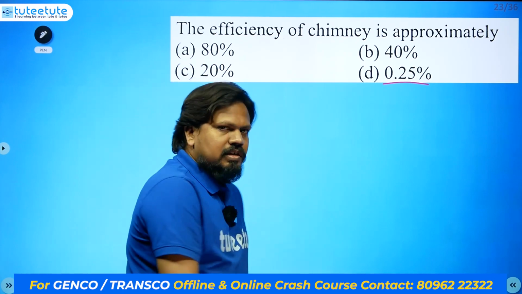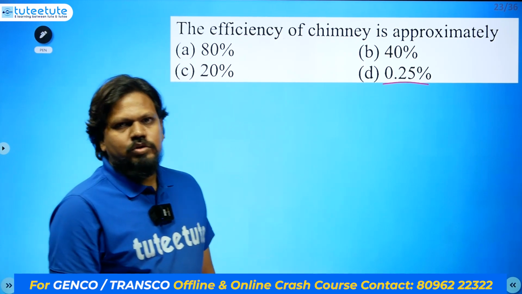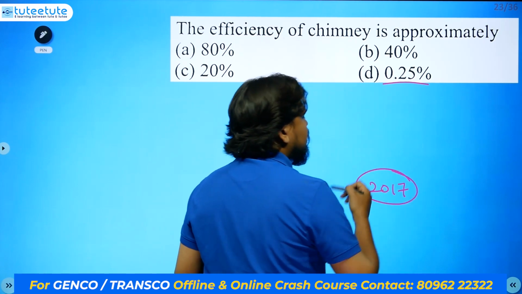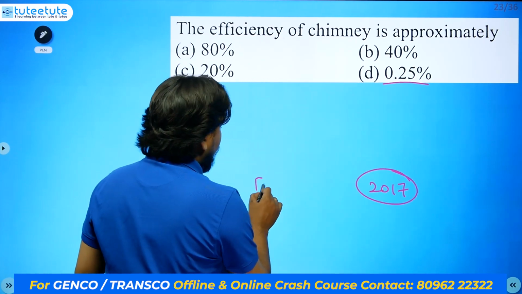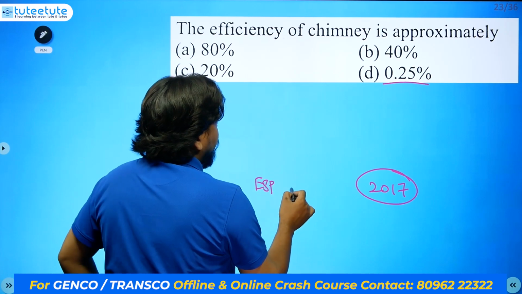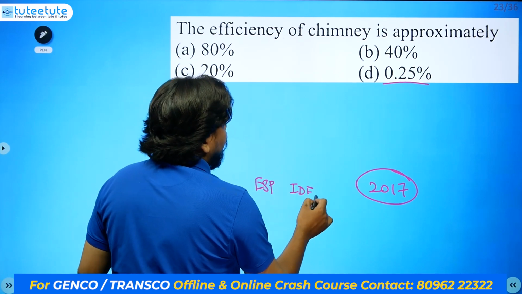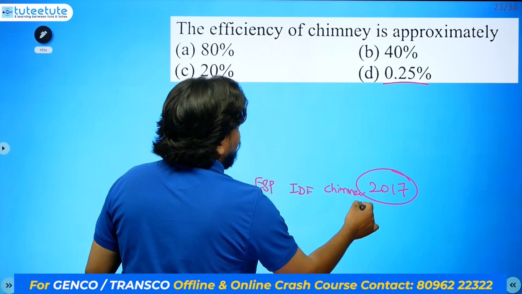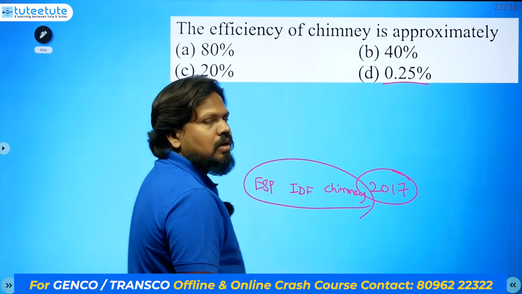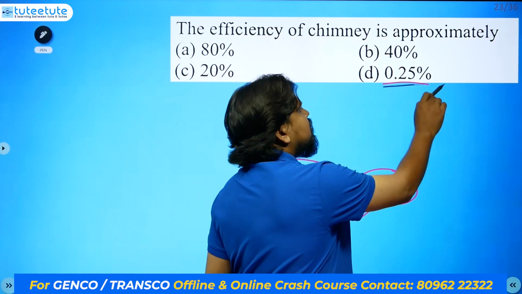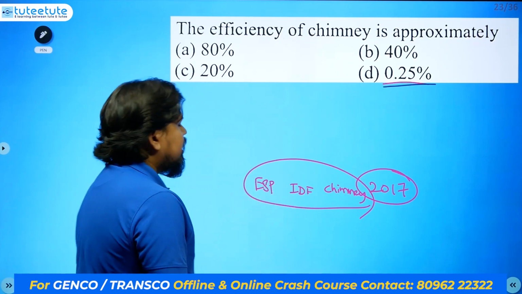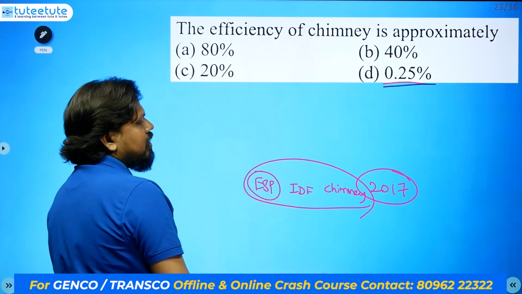Recently, in 2017, they changed certain norms of electrostatic precipitators, induced draught fans, and chimneys. After that, the efficiency increased a little bit for the chimney. Anyway, the electrostatic precipitator has to collect all these things.